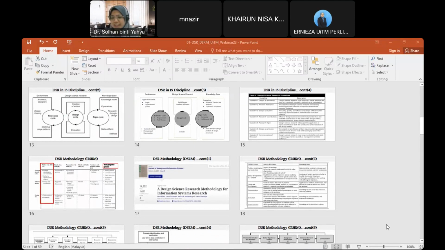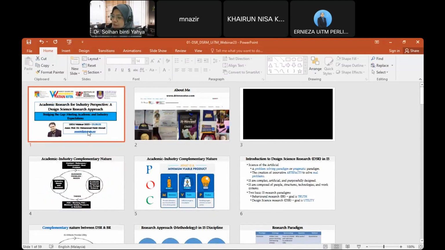Audience, in the first 30 minutes, Dr. Nazir shared with us how to build up the proof of concept. He explained the proof of concept and the minimum value needed to build a minimum viable product for it. In the next 30 minutes, Dr. Nazir explained the design science research methodology, which includes problem statement, solution design, and evaluation.